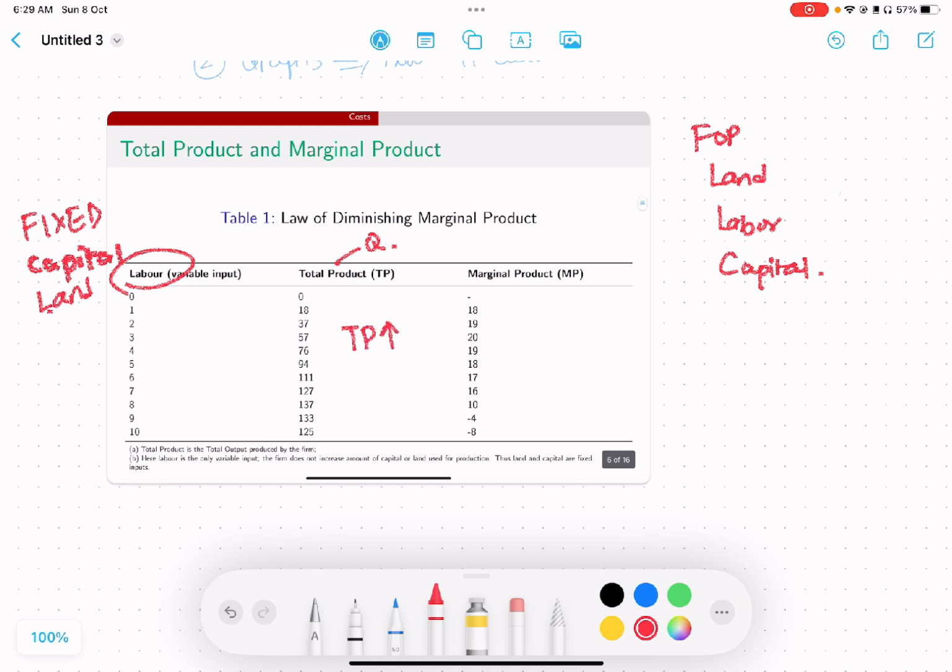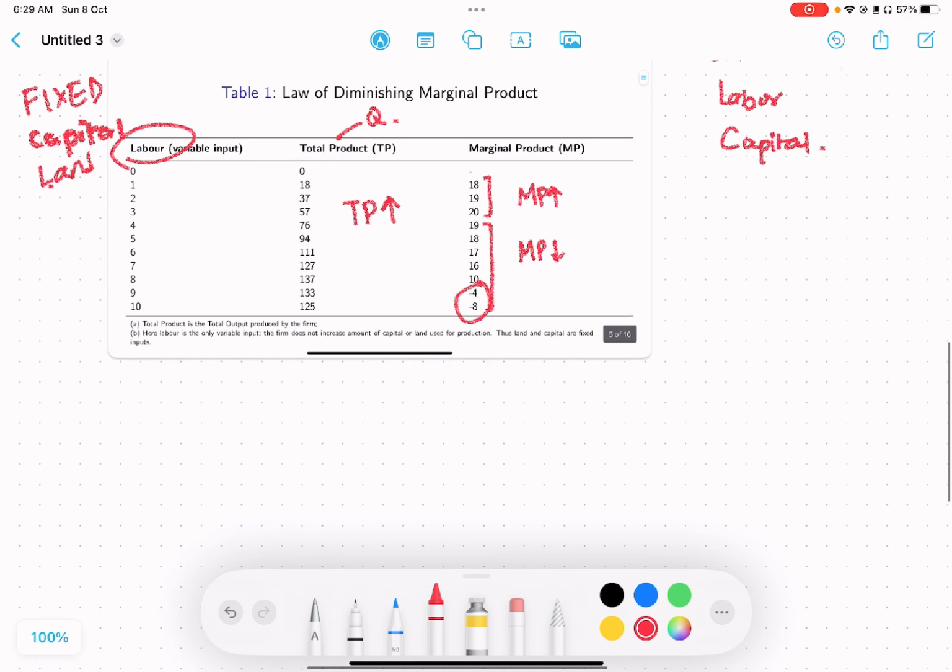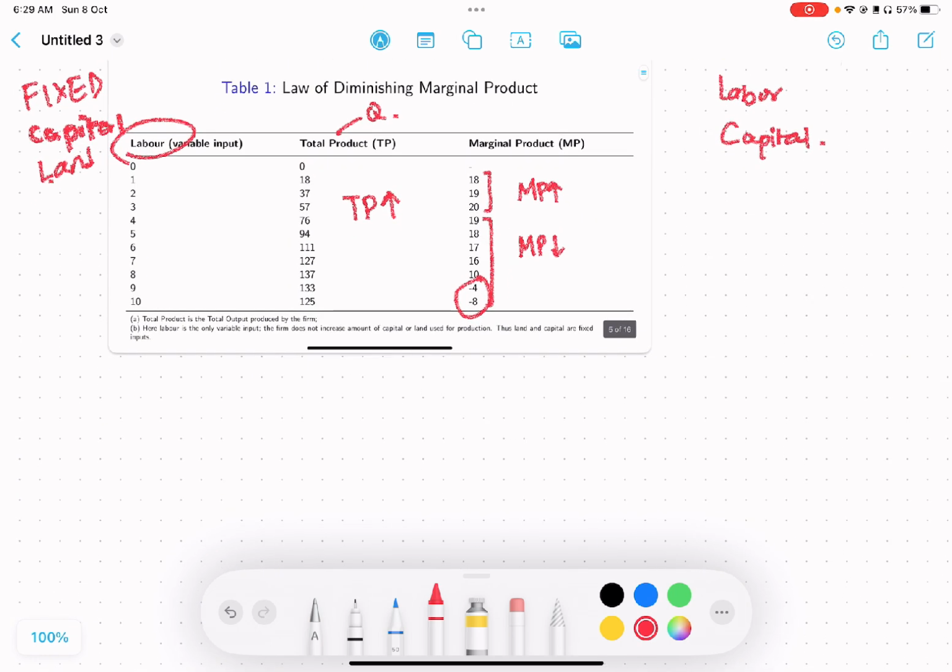And then what do we see about the marginal product? So the marginal product is interesting, right? Because we see that up to the third unit of labor that is hired, MP actually increases. And then after that, the MP actually falls, and at one point actually starts becoming negative. So let's go over that a bit more in detail, okay? So first question is, why is total product equal to zero when the variable input, that is labor, is equal to zero?